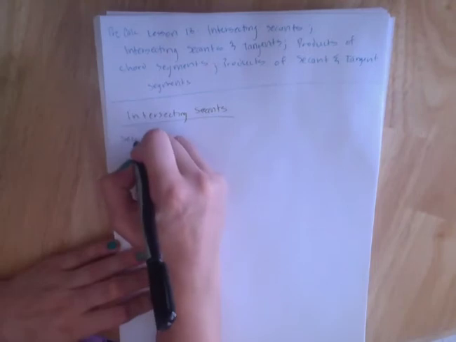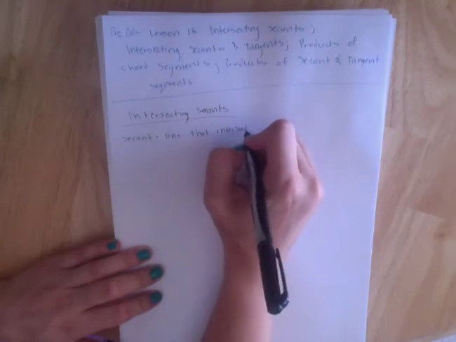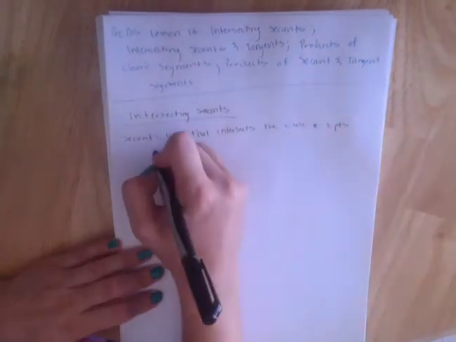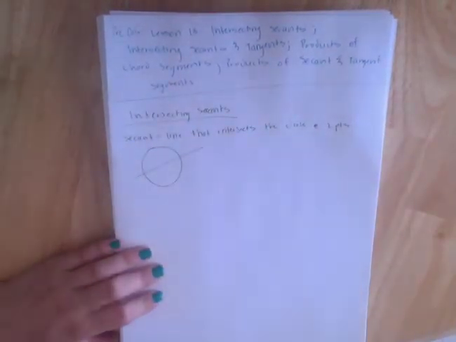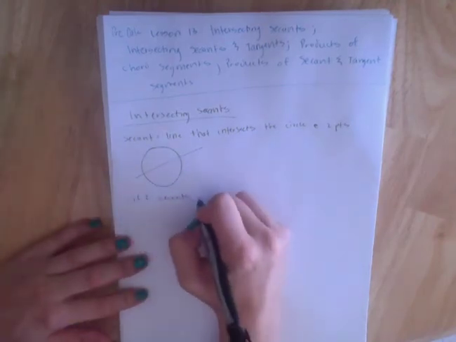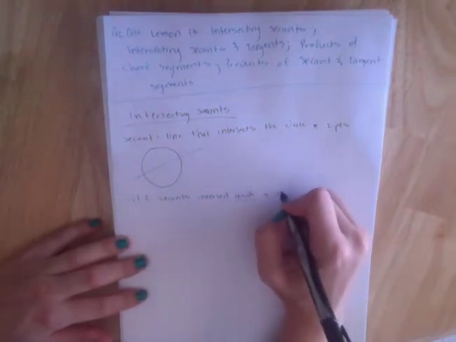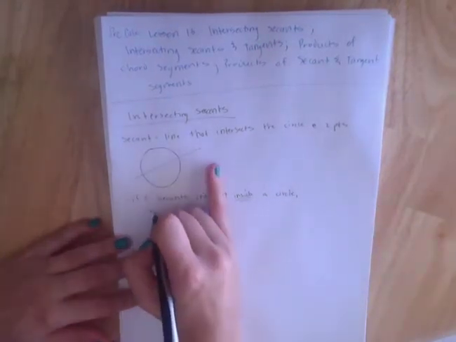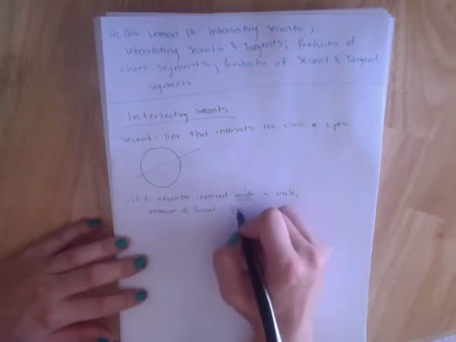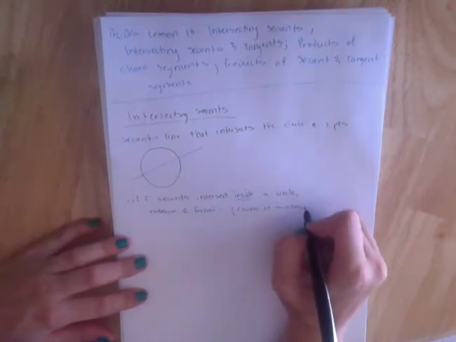Okay, a secant is a line that intersects the circle at 2 points. So that is a secant line. Now, if two secants intersect inside of a circle, then the measure of the angle formed is 1/2 the sum of the measure of the intercepted arcs.